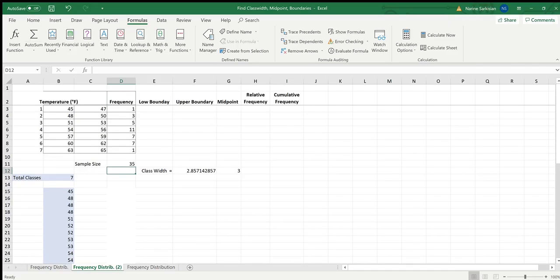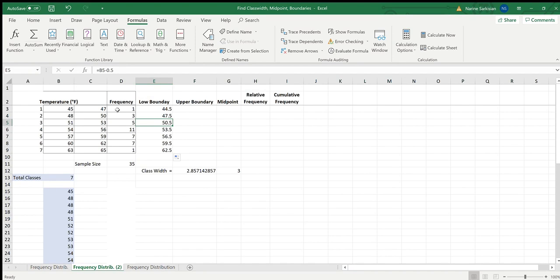Now, moving to low boundary adjustment. We are going to adjust the low boundary. To adjust it, equal sign, we take this low boundary of the first class and do minus 0.5. Why 0.5? Open the video lecture I recorded and you will find out why. Since I put 0.5 in the formula itself, I don't need to freeze it. As I drag down, it will be there. It will take 48 minus 0.5, so 47.5. 51 minus 0.5, 50.5.